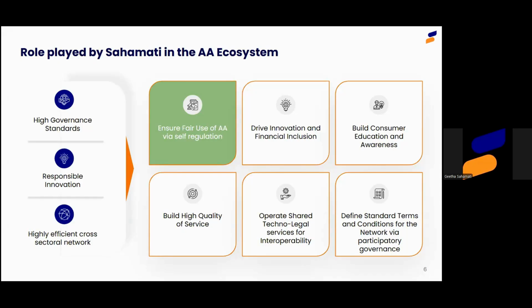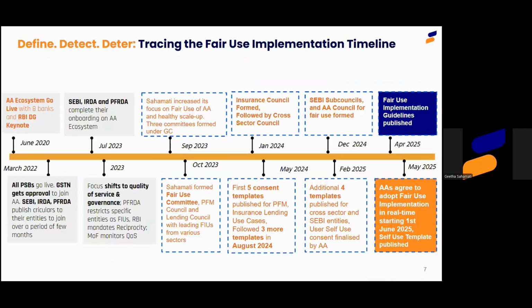organization that works for the betterment or the promotion of account aggregator ecosystem. One of the key pillars that we work on is to ensure that there is reasonable use of AA, and we do this by setting up standards for the fair use of the account aggregator flows. And the main vertical that works on this is based on a fair use committee that was formed back in 2023.